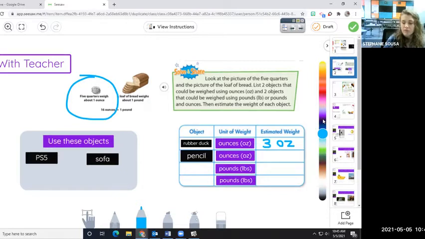Okay. A pencil. Think about a pencil. If you got one by you, pick it up. That's a lot lighter to me than 5 quarters. So I think that's even less than an ounce. So I'm going to put that as 1 ounce. We don't even think about how heavy those are. We just grab them and go. Pretty light.